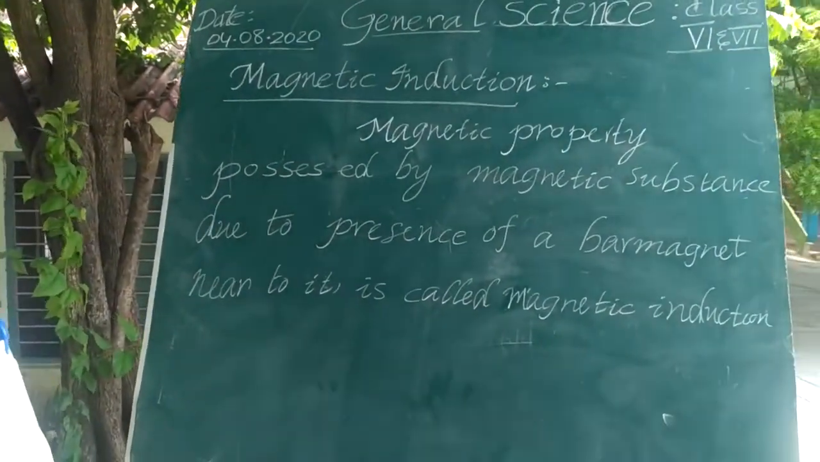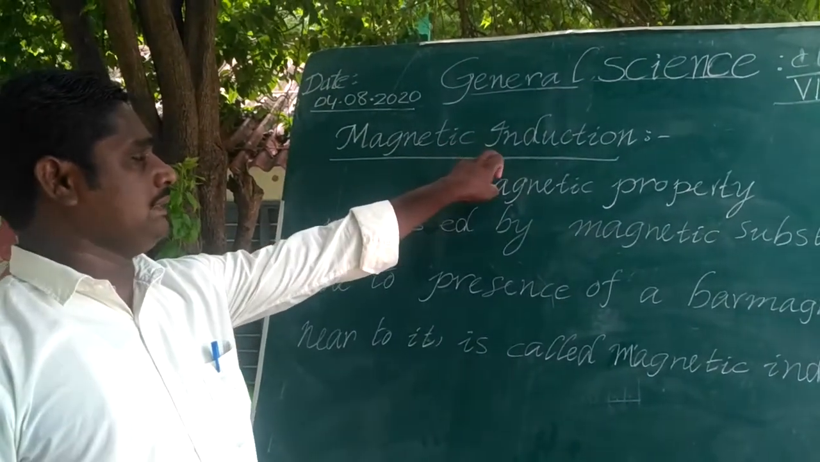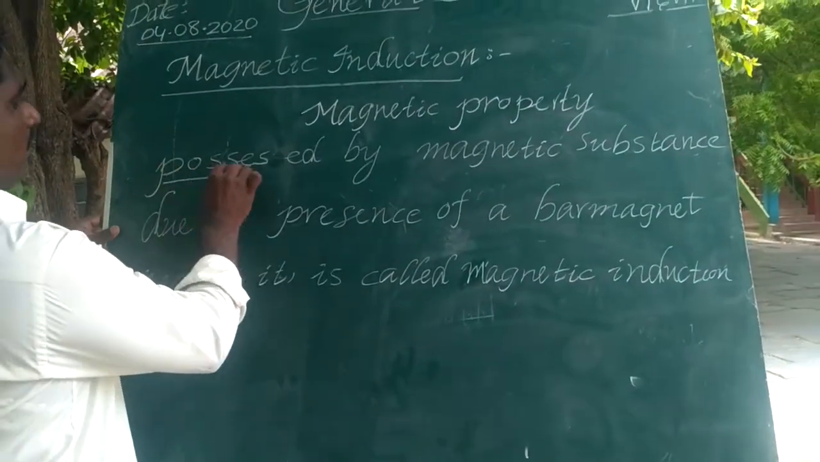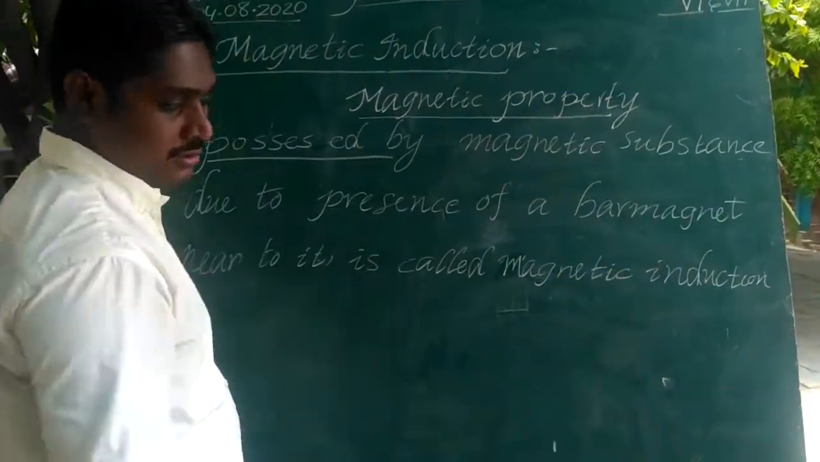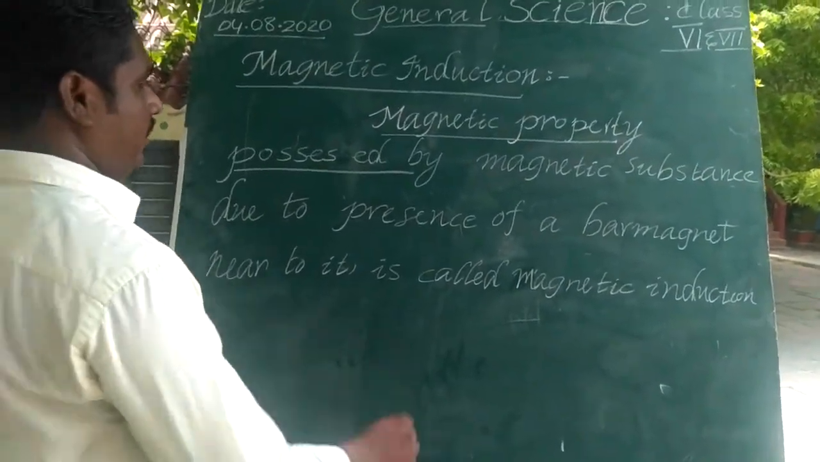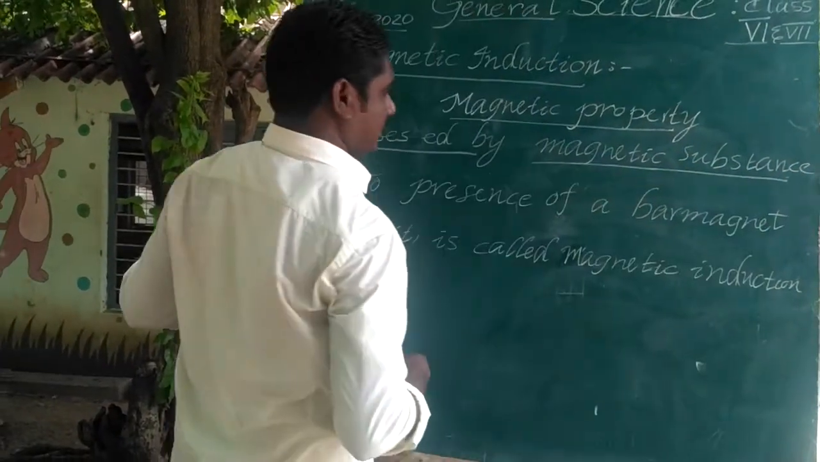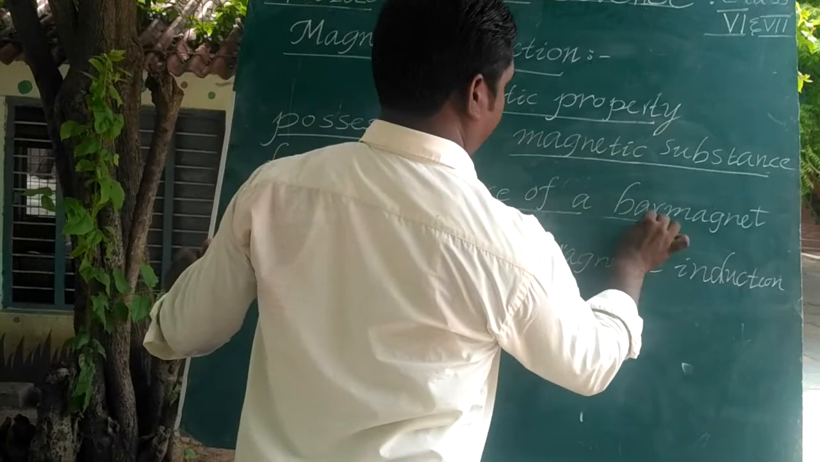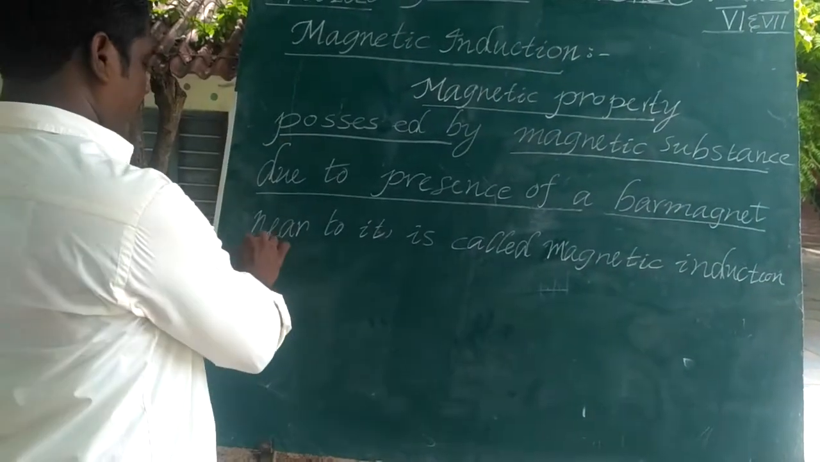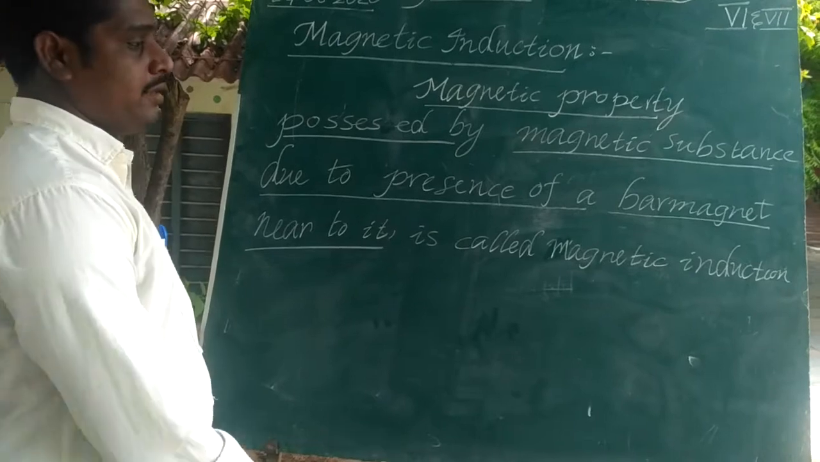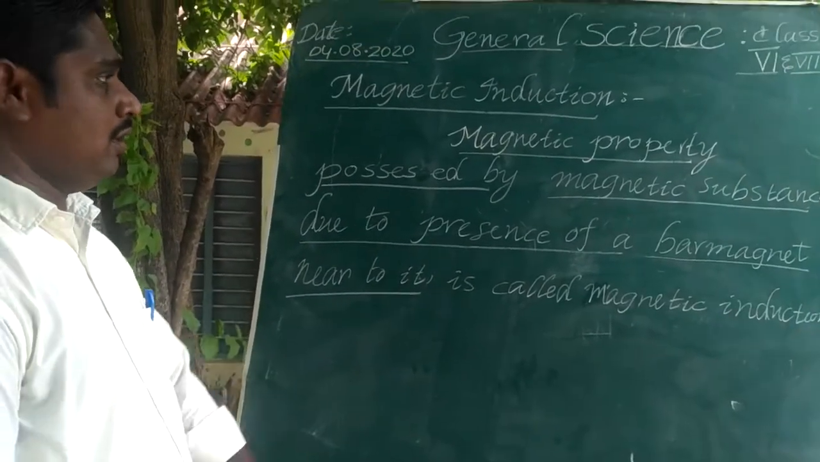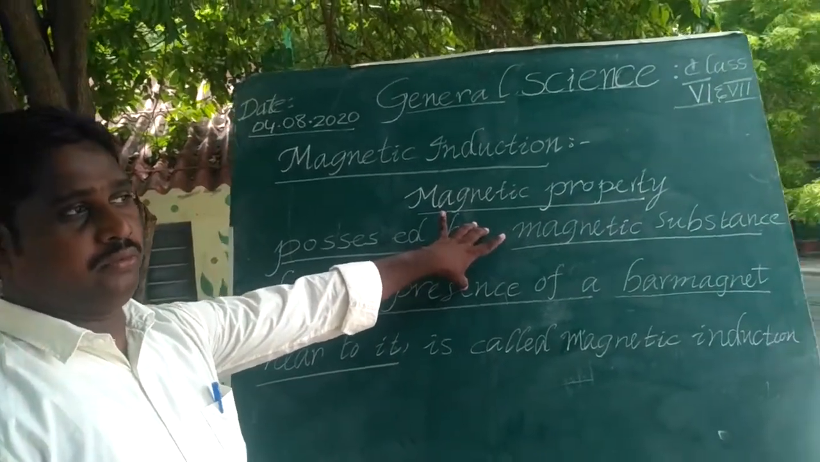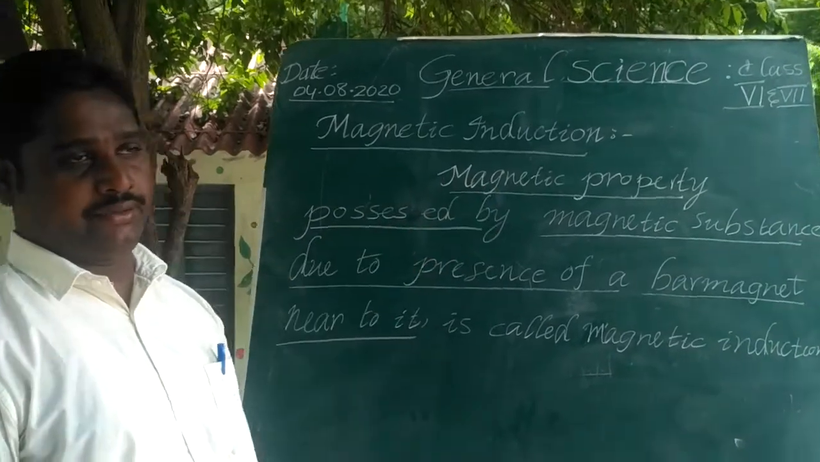Okay, students, once again, magnetic induction is defined as the magnetic property possessed by a magnetic substance due to the presence of a magnet near to it. This is called magnetic induction. This concept we understand with the help of a small activity.